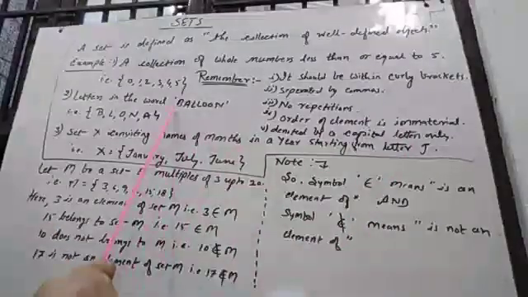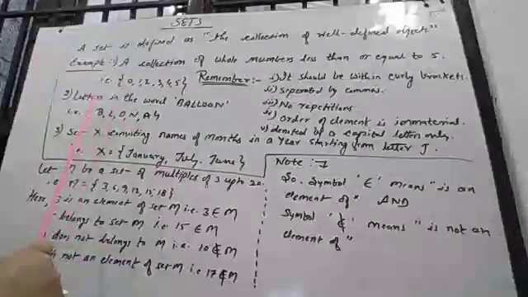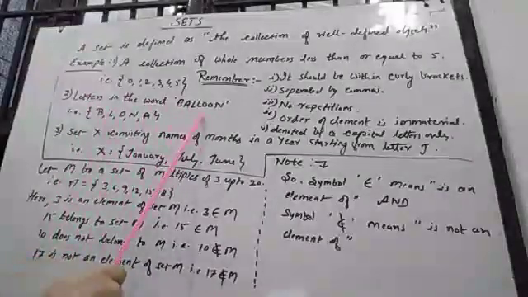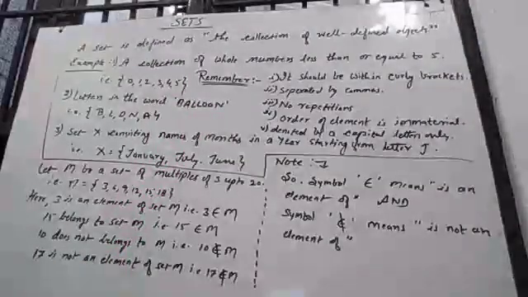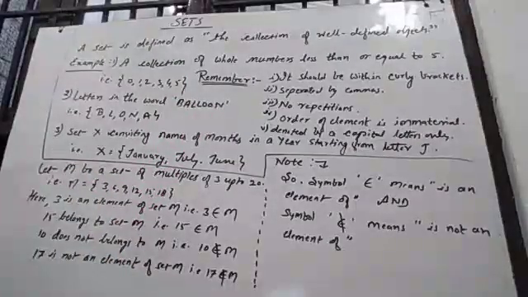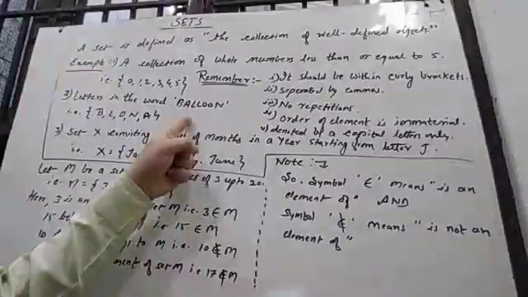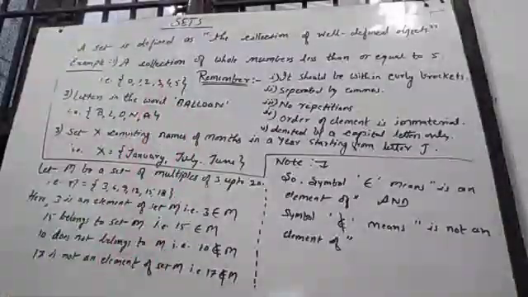For example, let us take the word balloon. In this example, letters in the word balloon, there are B, A, L, O, N. There are 5 distinct letters, where L is repeated 2 times as well as O is repeated 2 times.